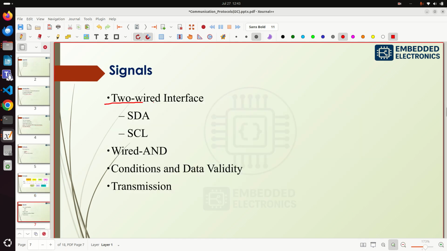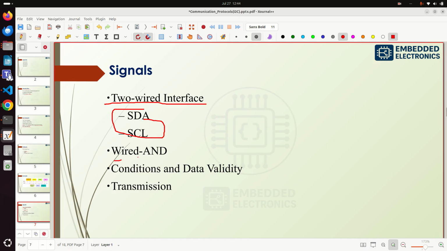Two-wire interface, here you can see the SDA line and SCL line. There is only one data line, that is the SDA line, and only one clock line, that is the SCL line, serial data and serial clock line. Both of these lines work as a wired AND.